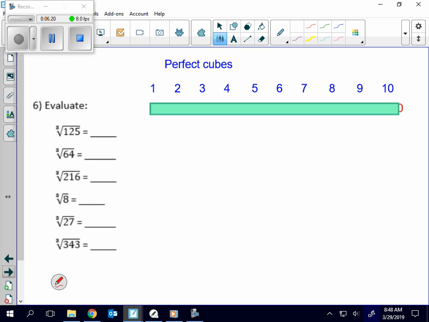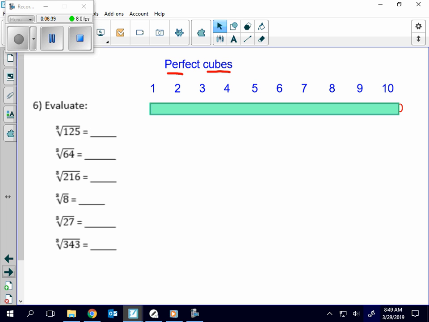All right, number 6, we're going to evaluate these perfect cubes. We've got cube root of 125 and 64 and so on. But before we do that, let's talk about what the perfect cubes are. You need to have these memorized, so I would write this on our paper.